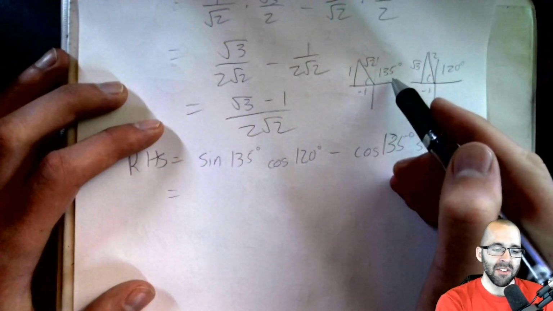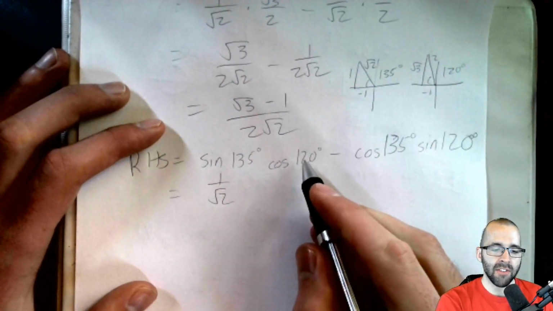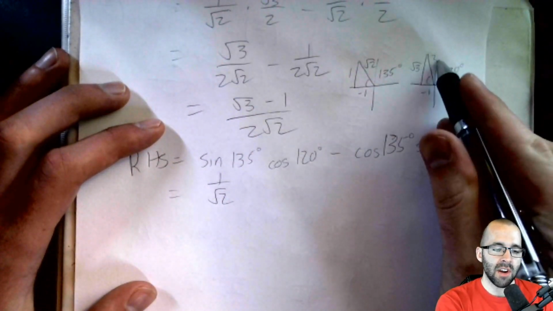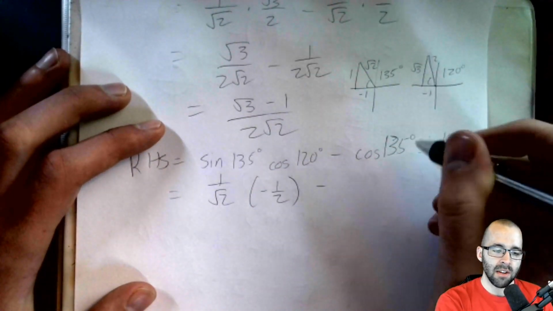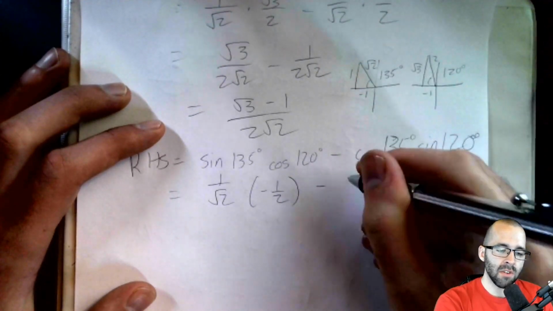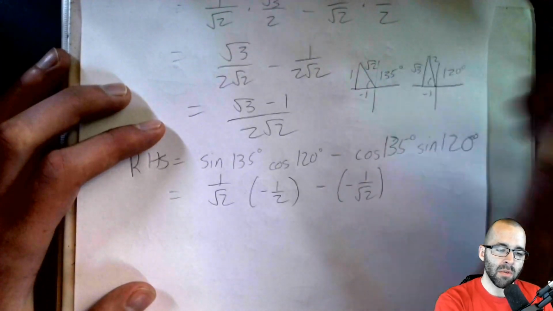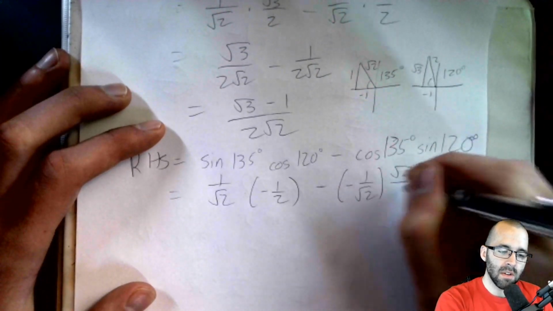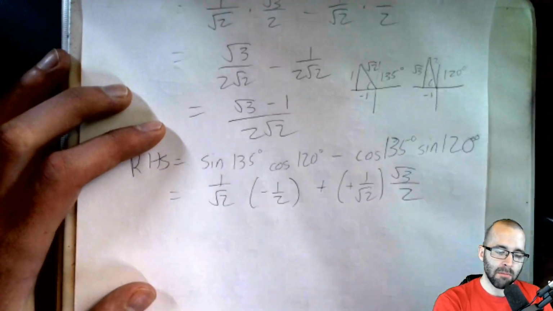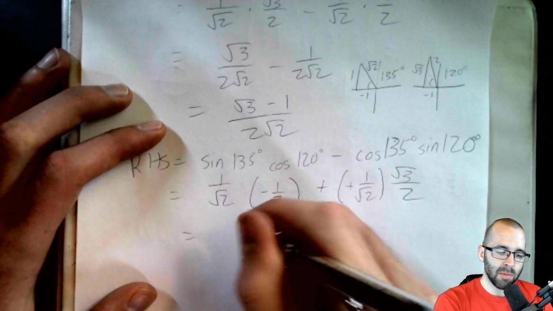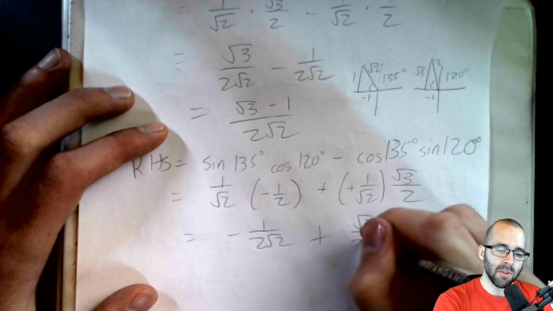So the sine of 135 degrees, opposite over hypotenuse, 1 over root 2. Cosine of 120 degrees, adjacent over hypotenuse, negative 1/2. Cosine of 135, negative 1 over root 2. Sine of 120, root 3 over 2. So we have a negative times a negative. That's going to become positives. This one multiplies to negative 1 over 2 root 2. This one becomes root 3 over 2 root 2.